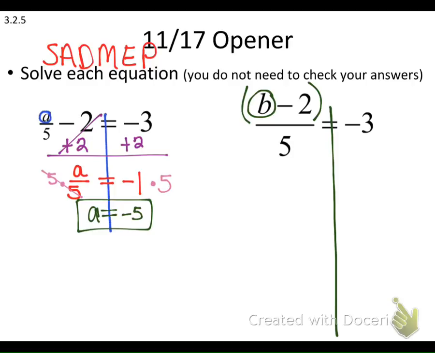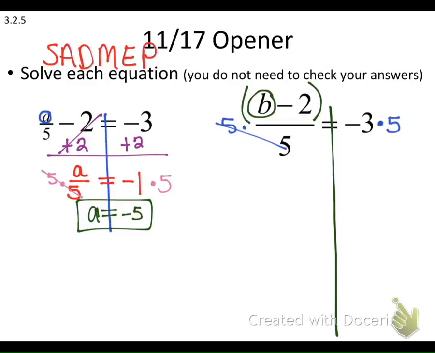Because I put parentheses around that, when would I get rid of that 2? The second step, yeah, the very end. Because it's in parentheses, I don't touch that yet. Because I know I can't touch the 2 yet, what number am I going to get rid of? You gotta get rid of the 5. How do I do that? Multiply 5 each side.